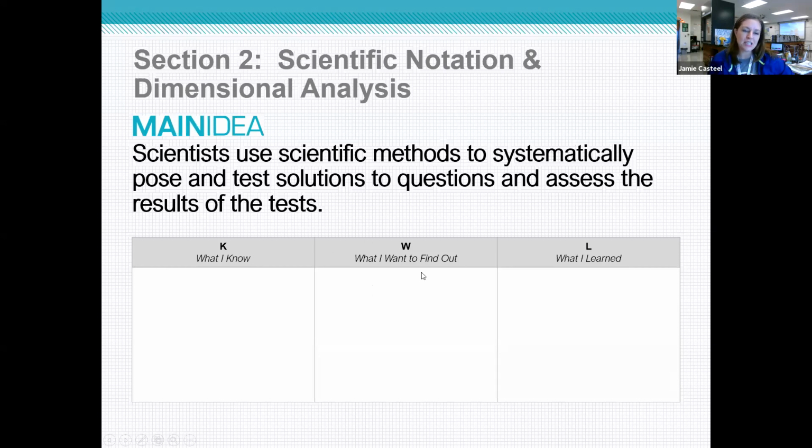The main idea in this section, scientists use scientific methods to systematically pose and test solutions to questions and assess the results of those tests. It's not the main idea of this section. I copied the wrong one in. My bad. The real main idea: scientists often express numbers in scientific notation and solve problems using dimensional analysis. So, what do you know about scientific notation or dimensional analysis besides what I just told you? What do you want to know? And then come back later and figure out what you learned.